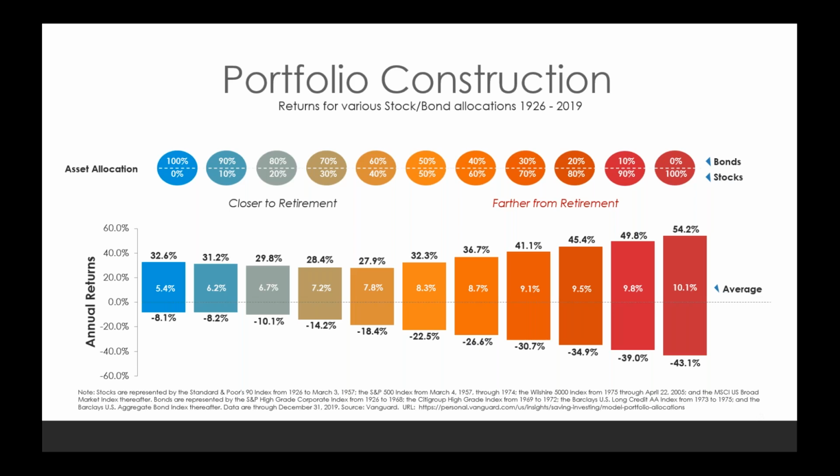Keep in mind that while this chart does include the extreme ends of the spectrum, most individuals are going to be best somewhere in between with a blend of stocks and bonds to take advantage of the added benefits of diversification.